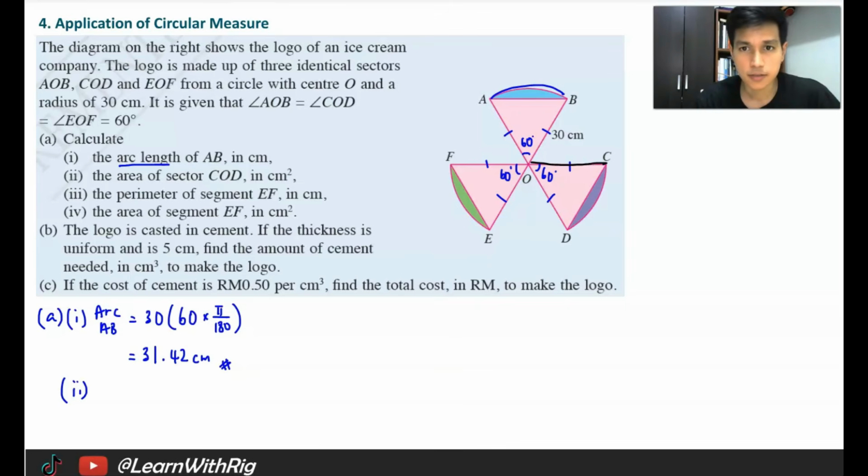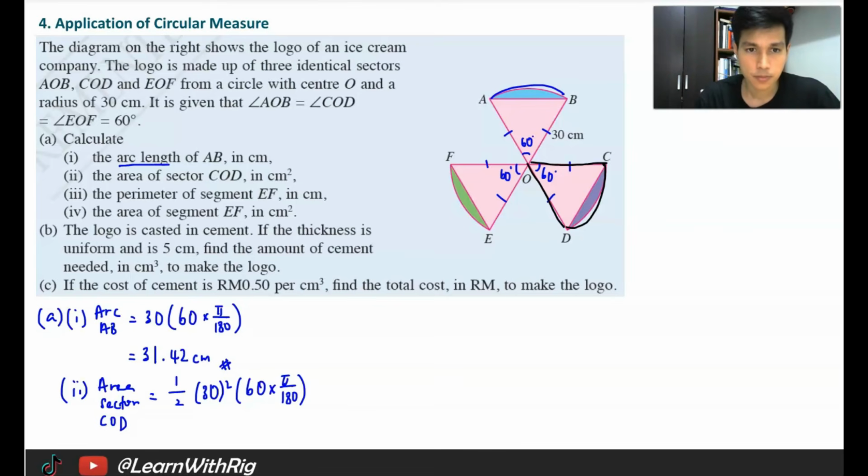They're asking for sector, right? So you have to include the segment as well. So this whole thing. Okay, so we just use the formula of sector. So area of sector COD is equal to 1 over 2 r squared. What is r? 30 squared, and then theta is 60 times pi over 180. So your answer should be 150 pi, also equal to 471.3 cm squared.